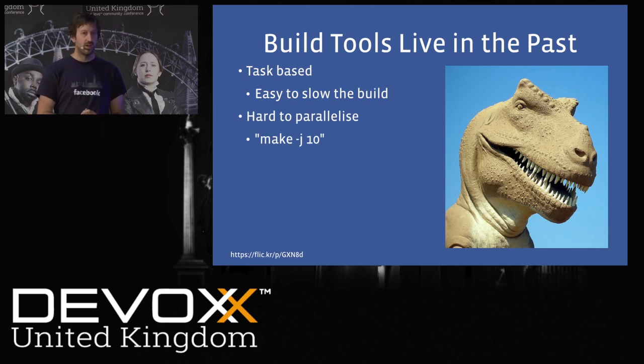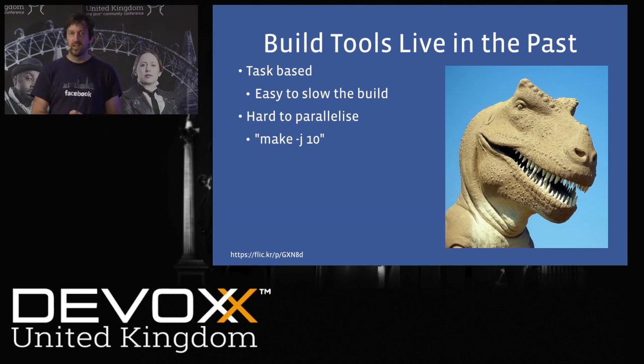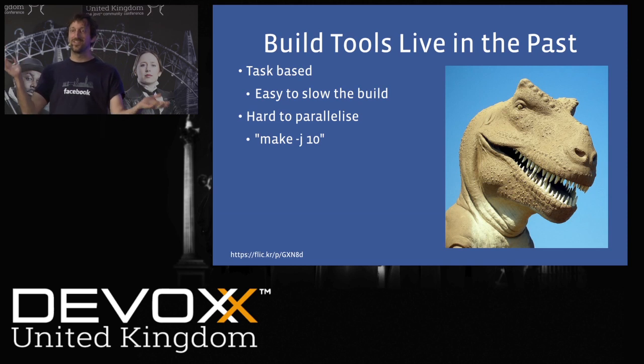Normal build tools are hard to parallelize. I think in Maven, probably the best you could do is parallelize at the module level for a multi-module build. In Ant, good luck. You've got the parallel tag to indicate that you want to have no idea what's happening right now. Make -j10. Like, if your build works successfully with that, you're a very, very lucky man or lady.